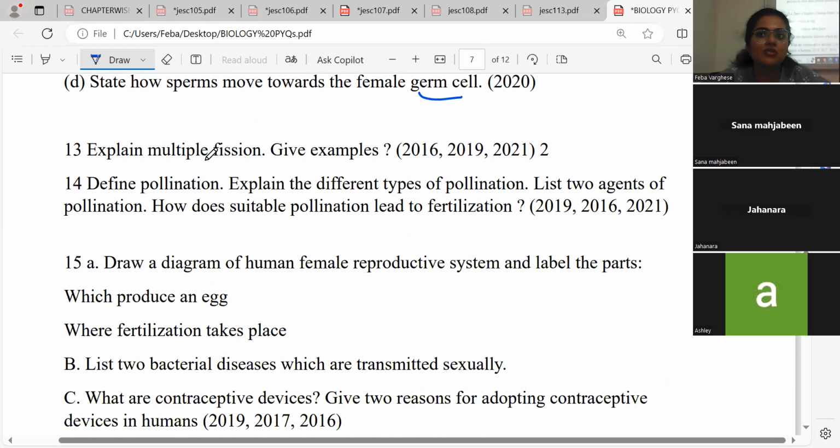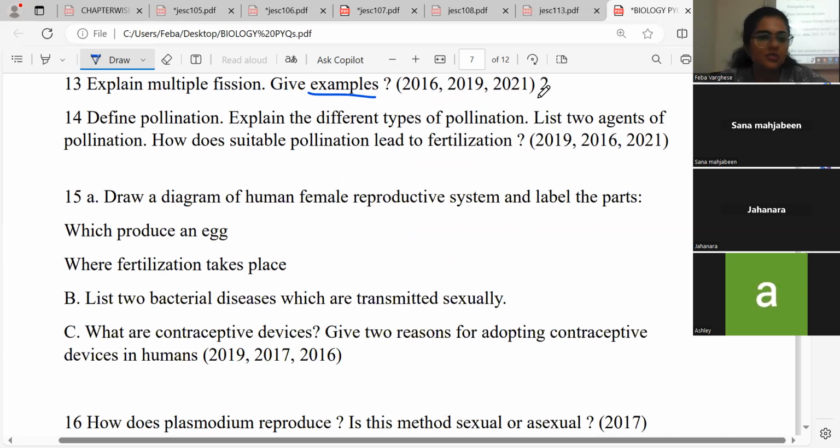A single parent gives rise to more than 2 daughter cells, right? Yes. And then the example is plasmodium. You can give the example of plasmodium. It's a 2-mark question. Now define pollination. Explain the different types of pollination. List 2 agents of pollination. Suitable pollination. How does suitable pollination lead to fertilization?